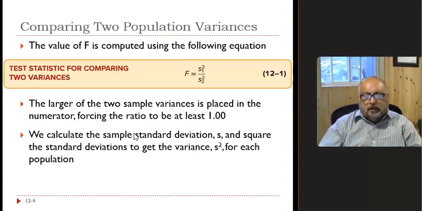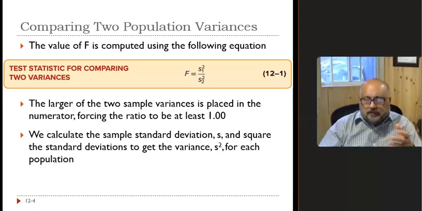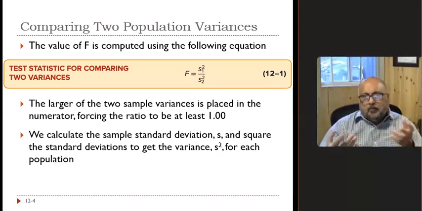So what we have next is comparing two population variances. We can use the F distribution to test whether the two population variances are the same if the sampled populations follow the normal distribution. We can select a random sample of N1 from one population and N2 from the other population. Let's look at this example here.